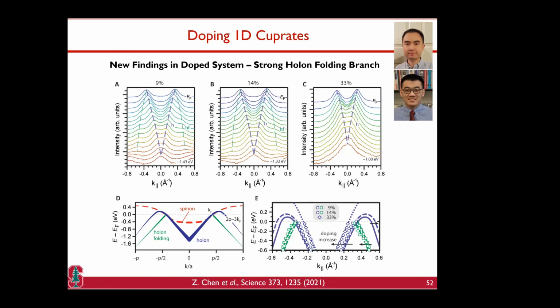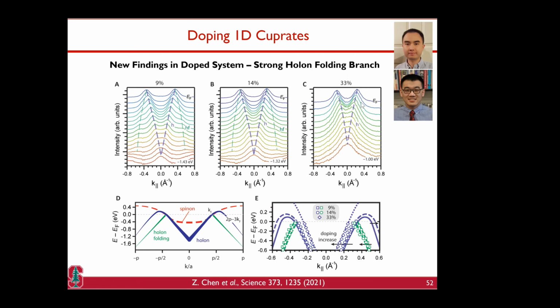Okay, now this will be a more quantitative plot instead of an imaging plot. Look at the 9%, 14%. At 9%, if I plot this one, you see another branch coming back down at the KF, and that's the data. Okay, and that corresponds to this feature. At 14%, you can still see it quite visibly, but by the time of 33%, you don't see that anymore. So it's also a strong doping dependence.